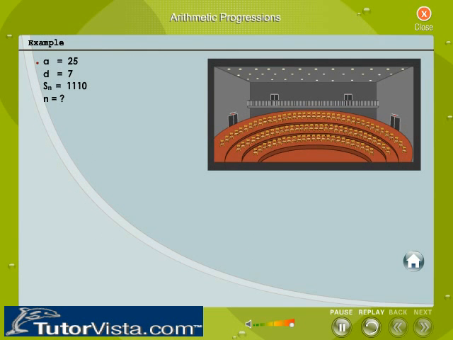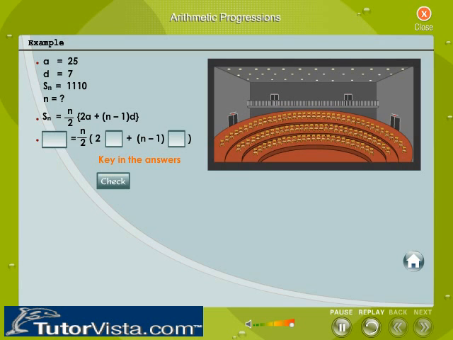In the example of the auditorium, the number of seats in the first row, that is a, is equal to 25, the common difference d is equal to 7. How many rows will the auditorium need so that the capacity is 1,110 people? We use the formula for the sum of n terms and substitute the known values. Key in the values.